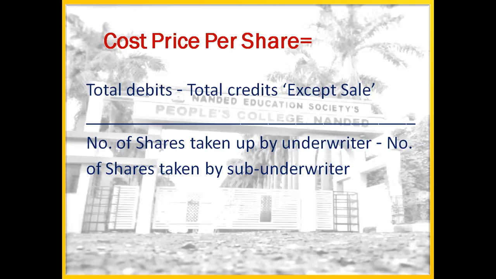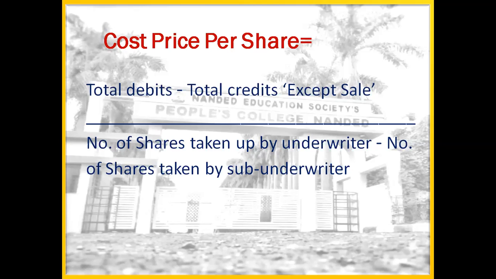Debit side starts with to bank account, credit side starts with by bank account. Debit side items show application money, allotment money, first and final call, expenses, last profit transfer, or commission of the sub-underwriter. It should also be taken under the heading of bank account.